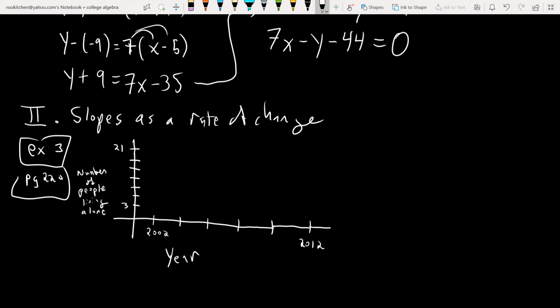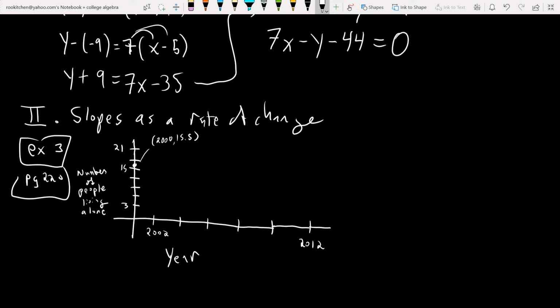And then it starts for women in the year 2000. There's 15.5 million women living alone. It's 3, 6, 9, 12. This is 15, so about 15.5. So let me mark that. Whoops, 2000 is the x-coordinate. So we got 2000, 15.5 million women living alone.